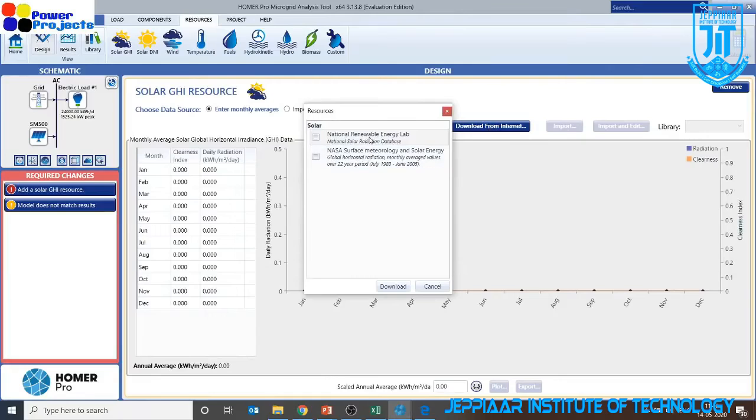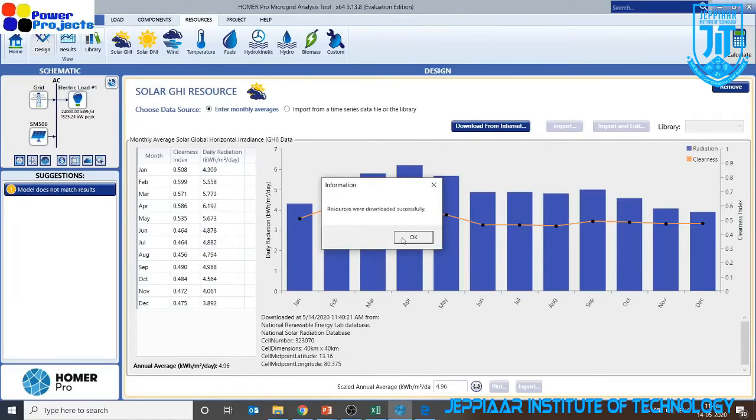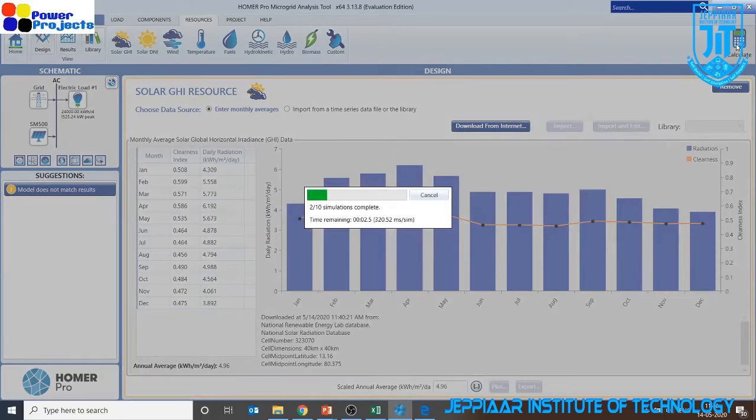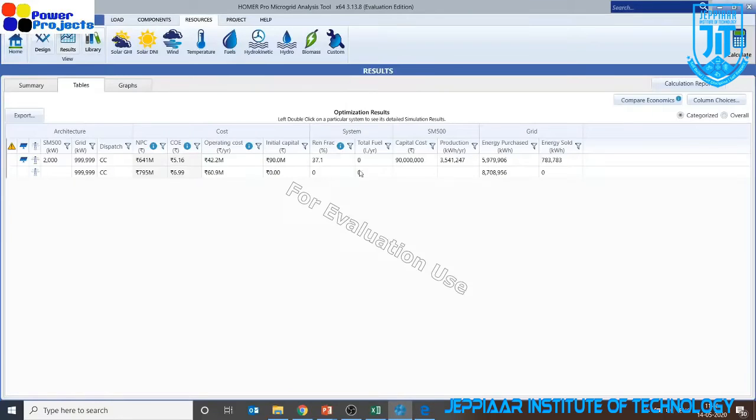The software gives two options: one is from NREL and the other is from NASA. You can take any one of the sources and download. The software has downloaded the solar radiation data for the Chennai location you selected. Before doing so, ensure that you have selected a proper location of your industry or plant. Now the calculate button is enabled. If I run it, the software runs not just one or two simulations but many simulations.